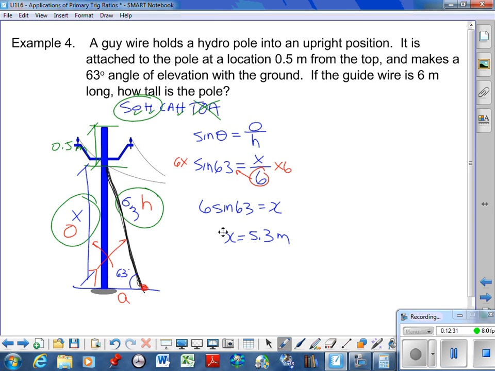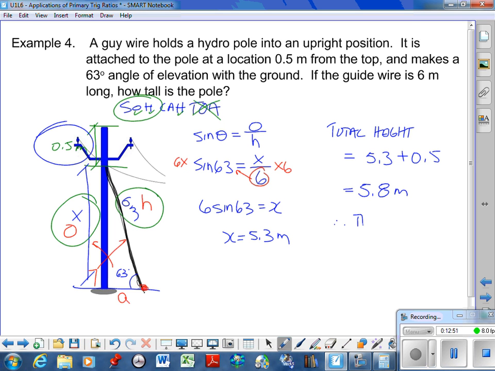5.3 meters. Is that the total height of the pole? Of course not, because you're saying, hey, don't forget about the 0.5 there, teacher. So total height is equal to 5.3 plus the 0.5, which brings the grand total to 5.8 meters. So therefore, the pole is 5.8 meters tall. Yay! And there we are. So there's all the steps that you need to show for these word problems.